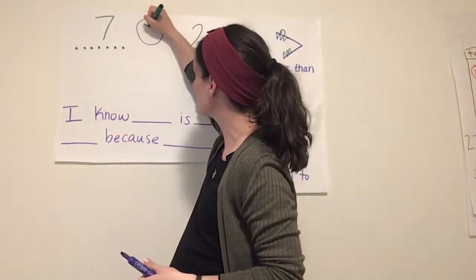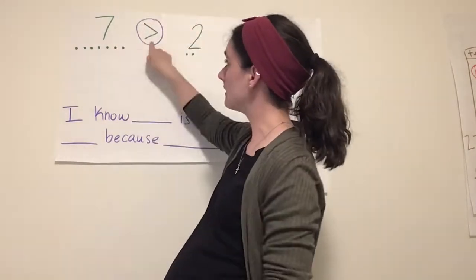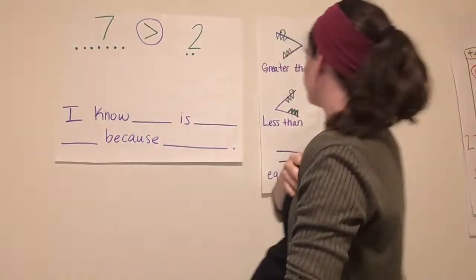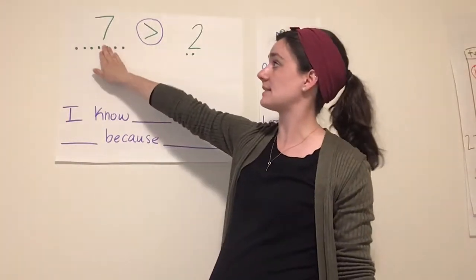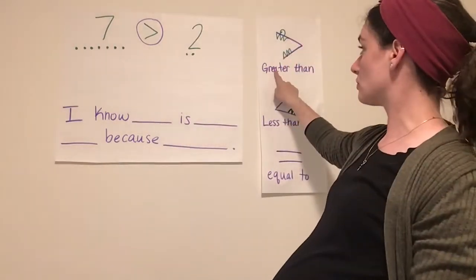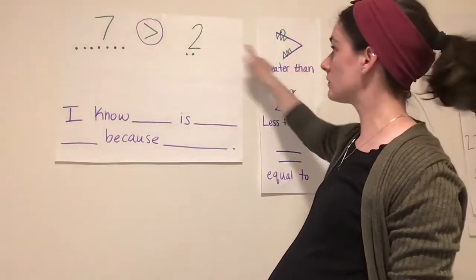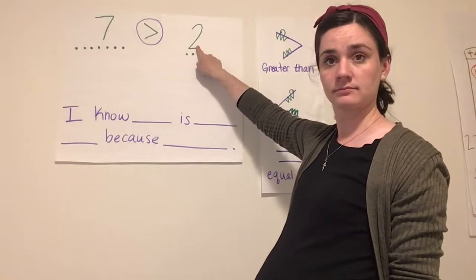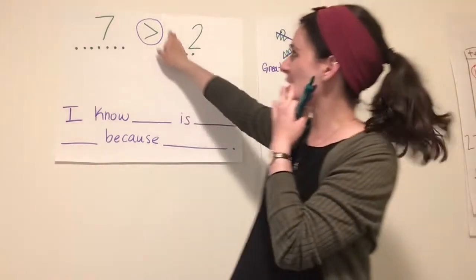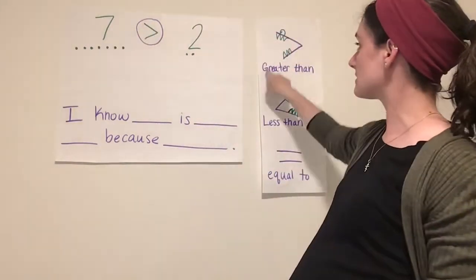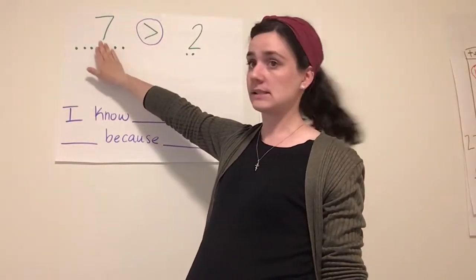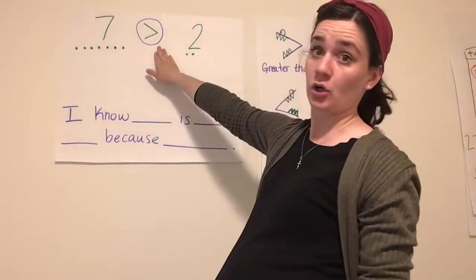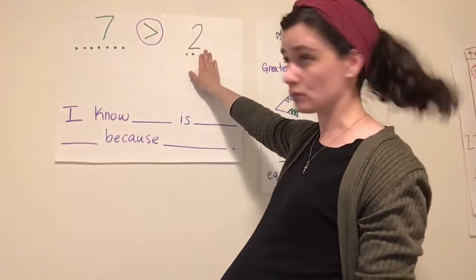So we draw it like that. 7 on this side. And the way we say it, we use these words. We read it like this. We say 7 is greater than 2. You see that? Pretty simple. We know that this symbol going this way says greater than. I want you to say that with me. Ready? Go. 7 is greater than 2.